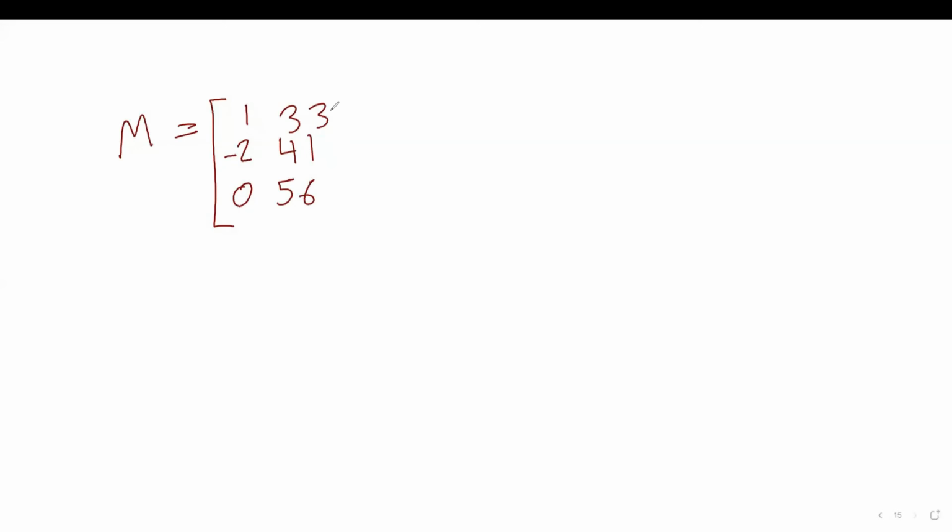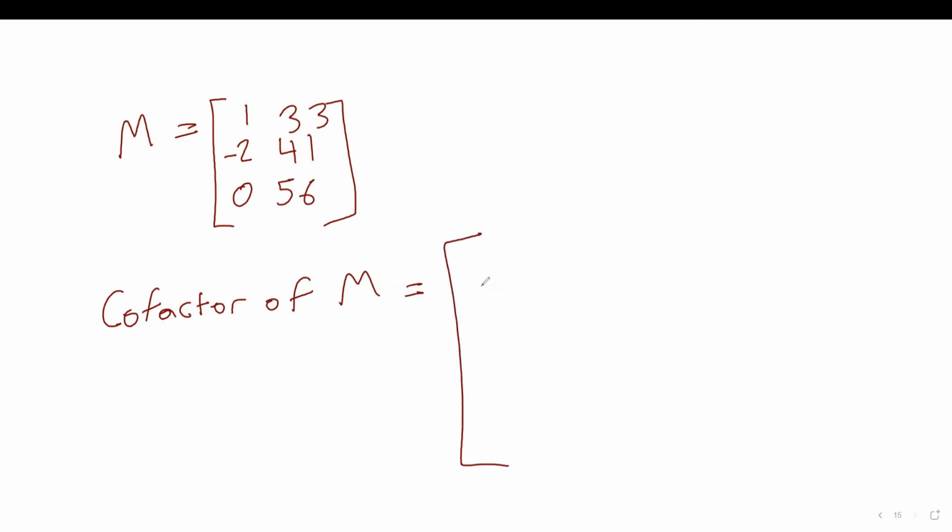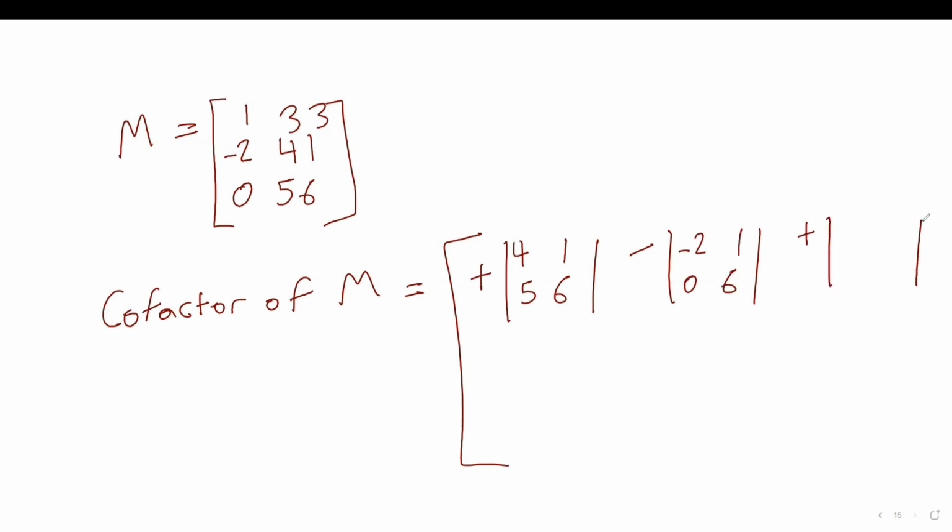So if this is M right here, and we need the cofactor of M, so the cofactor of M is going to be, for the first row, remember it is plus times, you cross out the row and the column with 1 in it, that's the determinant of 4, 1, 5, 6, minus the determinant of, cross out the row and the column with 3, that's minus 2, 1, 0, 6, then plus the determinant of minus 2, 4, 0, 5. We don't need the rest down here, so we can just put stars.